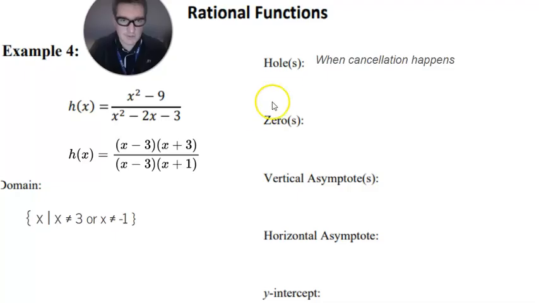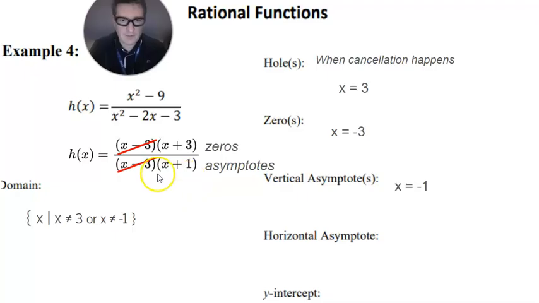The x minus 3 cancels out on top and bottom because holes happen when cancellation happens. So we have a hole at x equals 3. Zeros happen on top and asymptotes happen on bottom. We have x equals -3, which would cause a 0, and a vertical asymptote at x equals -1.